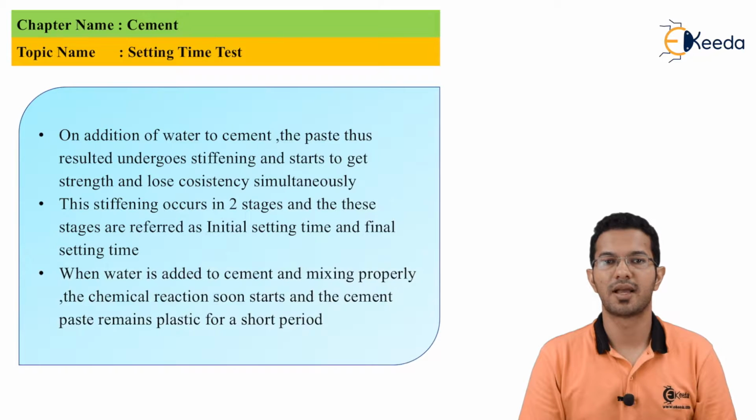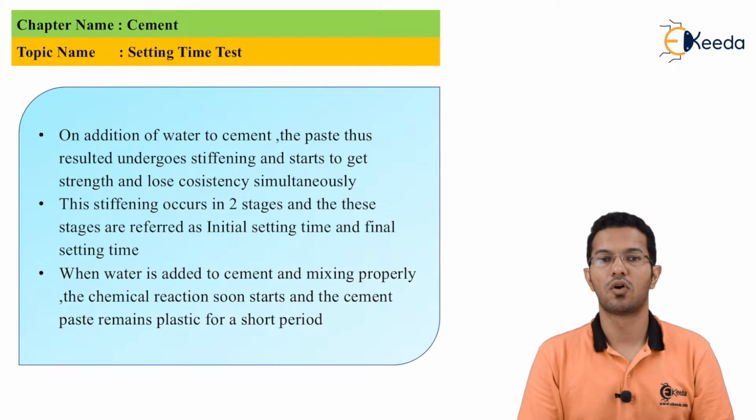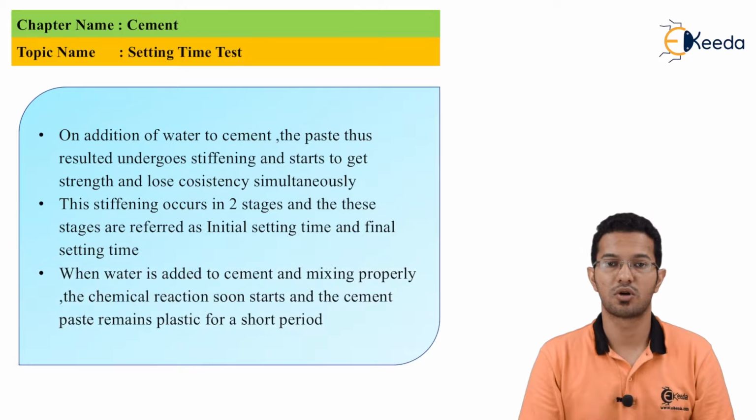The following is the mechanism of setting of cement. On addition of water to cement, the paste resulting undergoes stiffness and starts to get strengthened and loses consistency simultaneously. This stiffness occurs in two stages, and these stages are referred to as initial setting time and final setting time. When water is added to cement and mixed properly, the chemical reaction soon starts and the cement paste remains plastic for a short period of time.